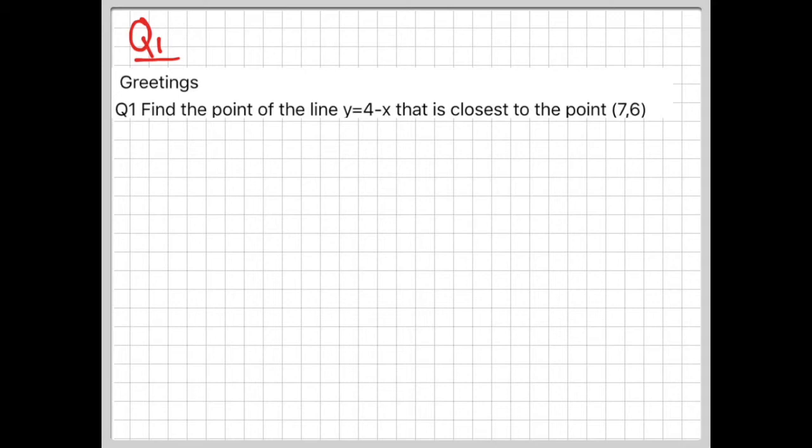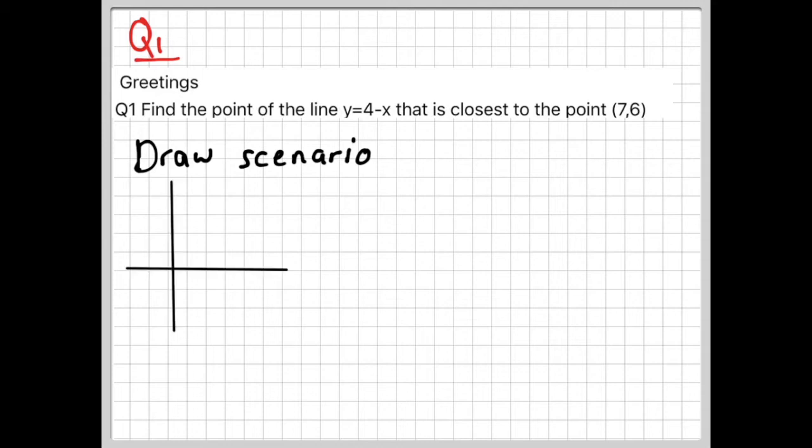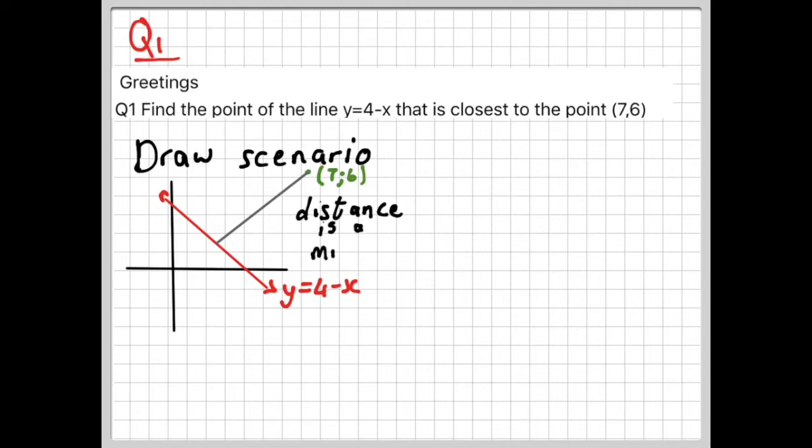So before we do anything, I like to visualize what this actually means. In other words, let's start by drawing a line y equal to 4 minus x. So what I like to do is draw the scenario, got my Cartesian plane. The line y equal to 4 minus x is a slanted line like that. And then I've got the coordinate 7, 6. And I'm looking for the distance that is a minimum.